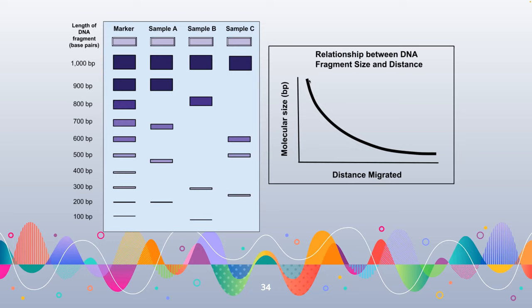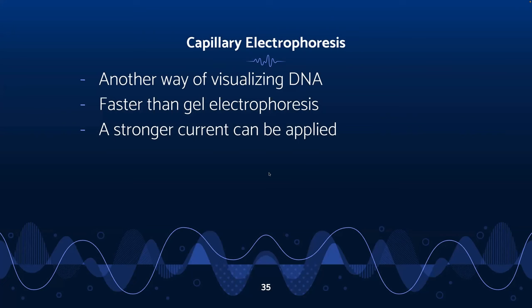Also, as you can see, there's this little chart here to help visualize. The bigger ones, with a higher molecule size, will have the shortest distance migrated.